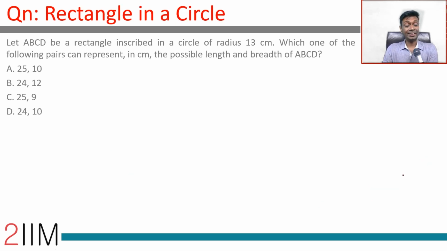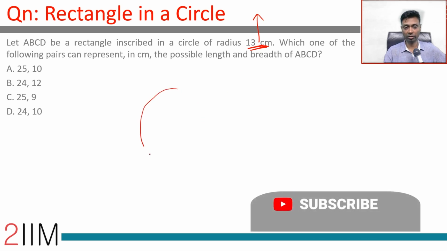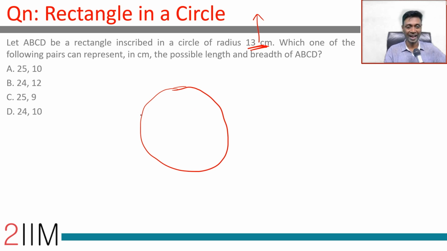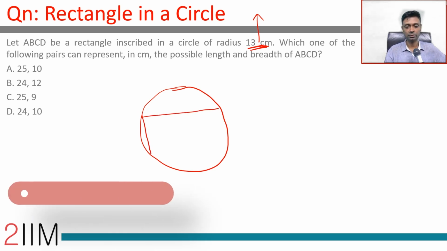Let ABCD be a rectangle inscribed in a circle of radius 13 centimeters. Oops, 13 centimeters, radius, circle. This gives me a lot of joy. I love 13 centimeters, and you'll see why. The moment I see 13 centimeters, I'm jumping up and down with joy. ABCD is a rectangle.